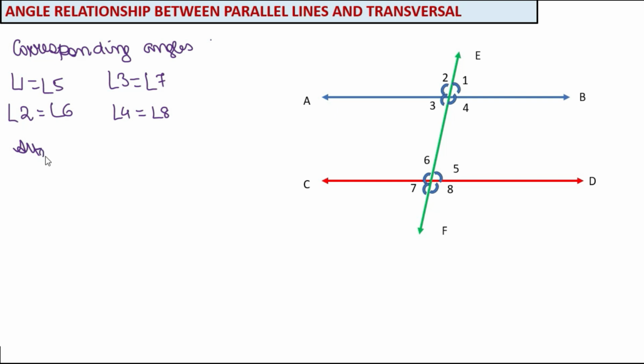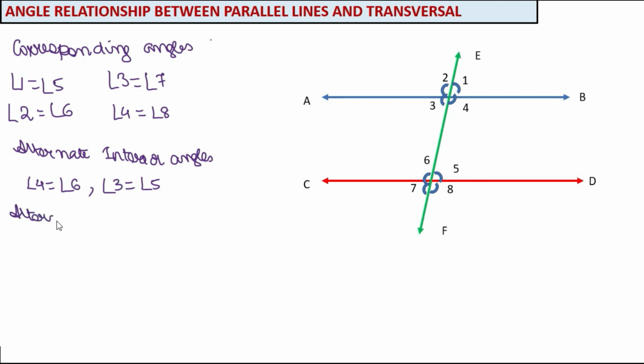Next come alternate interior angles. Alternate interior angles means the opposite angles that are lying within the parallel lines. Here angle 4 equals angle 6. These are alternate interior angles and they are equal, and angle 3 equals angle 5. These are also alternate interior angles, and they are equal.